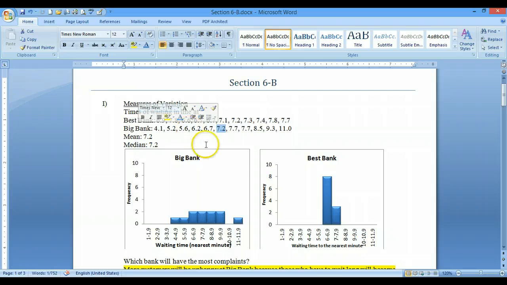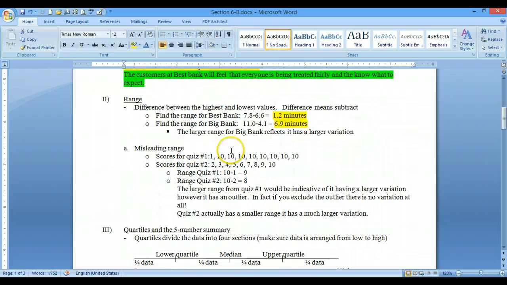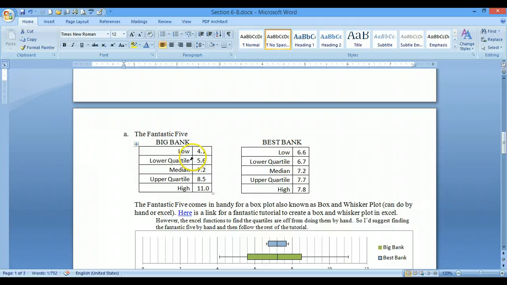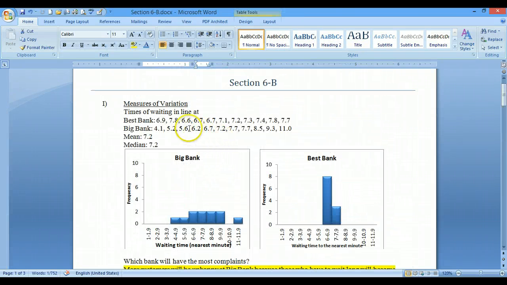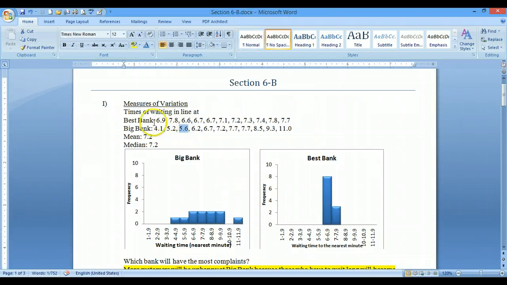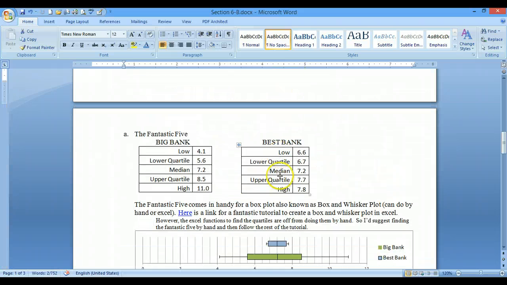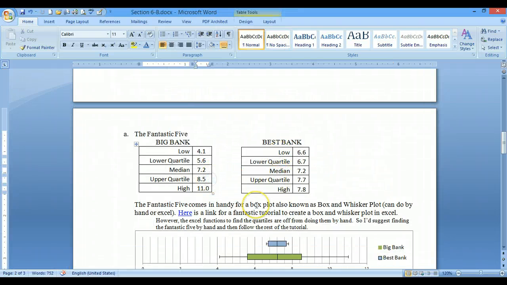in half again. So for Big Bank, the lower quartile is 5.6, as it happens to be in the middle of the low and the median. So 1, 2, 3, 1, 2, 3, 5.6. And again, for the upper quartile, 1, 2, 3, 1, 2, 3, there we go, 8.5. And that will be our upper quartile for Big Bank.